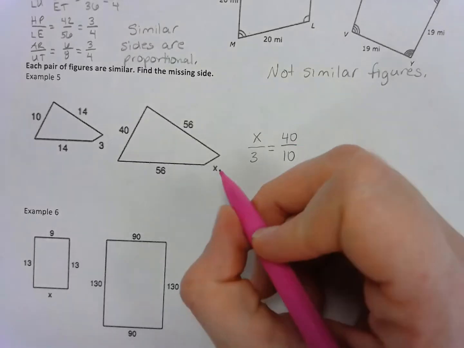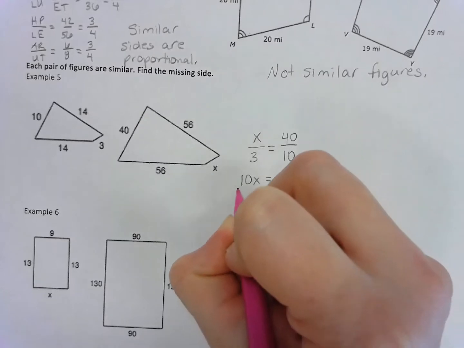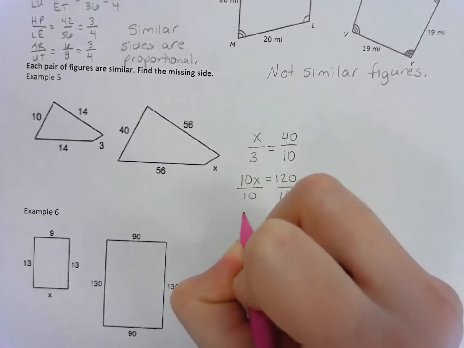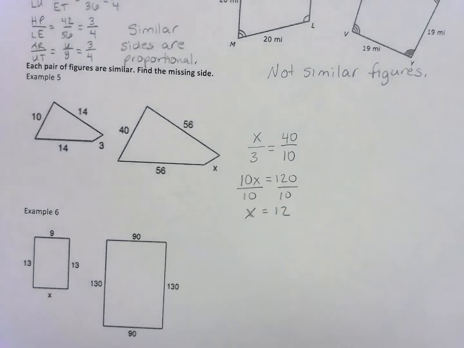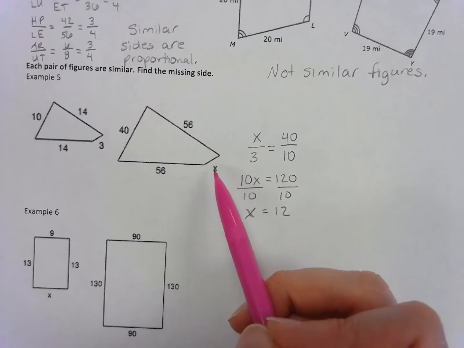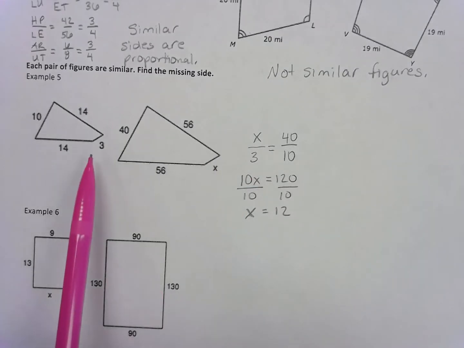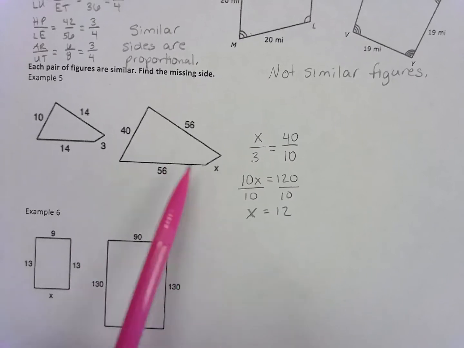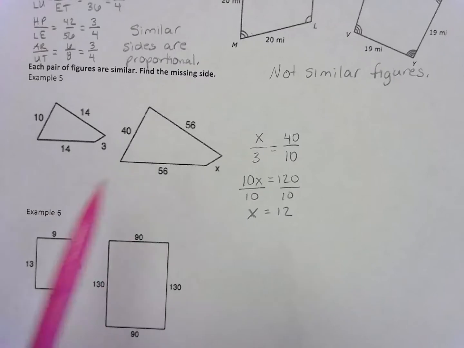Now we cross multiply to solve. So 10x equals 120. Divide by 10, and then we find x equals 12. The value of this side of the figure is 12. You could plug that back in to make sure it's still proportional. 3 to 12, 14 to 56, 10 to 40, making sure all the sides are still proportional.